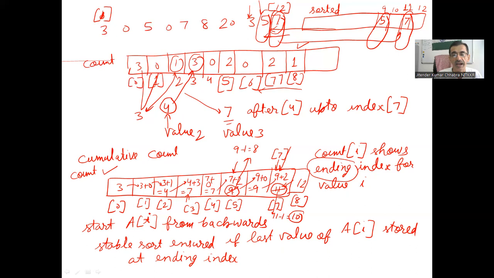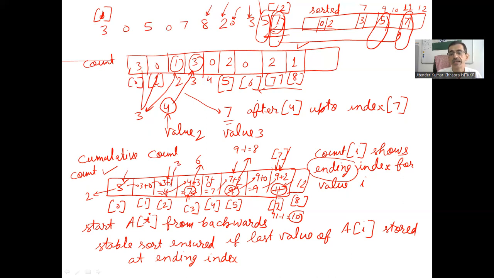3 will be at index 7. I will have index 7. 3 stored here, and this index will be changed to 6. Then 0 comes. 0 stored at index 3. So 0 will be stored here, and this will be reduced to 2. Now 2 comes. 2 will be stored at index 4. So 2 will come here. This index will be again decreased to 3.